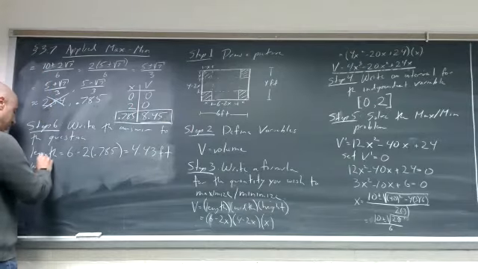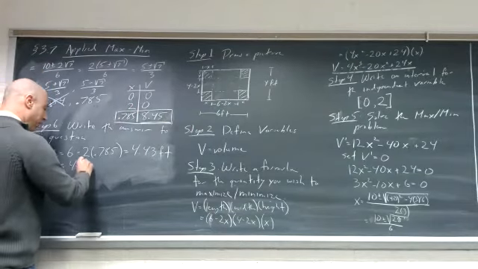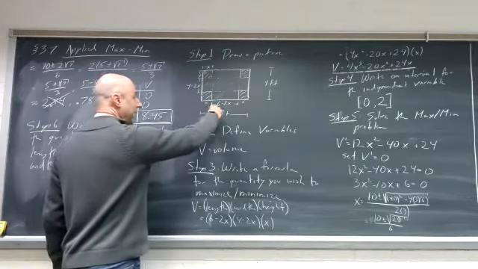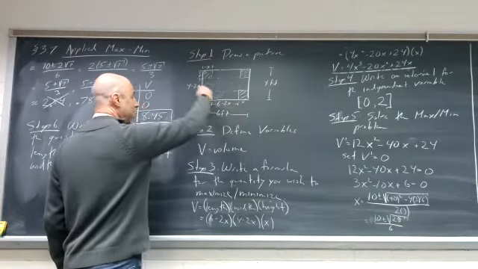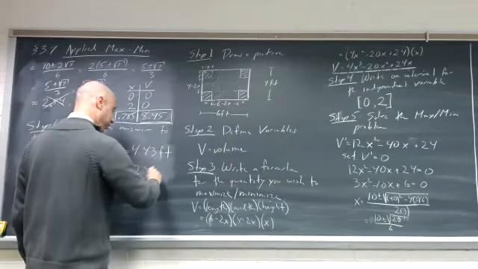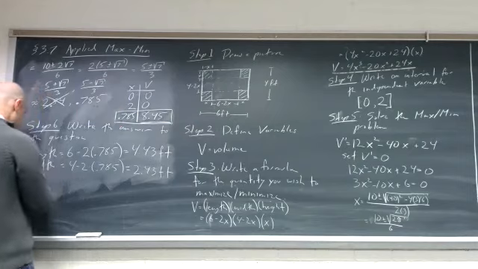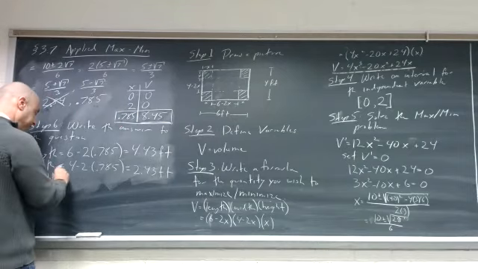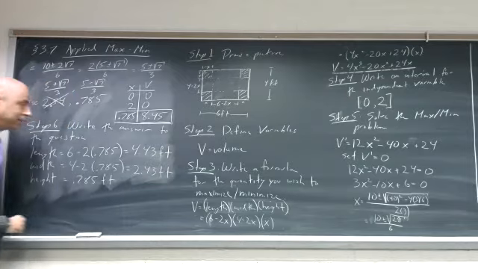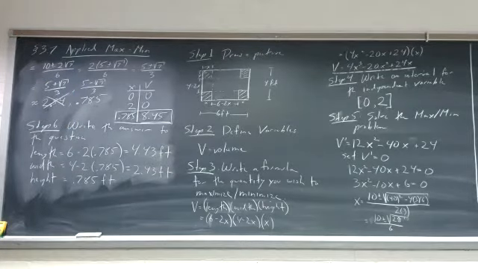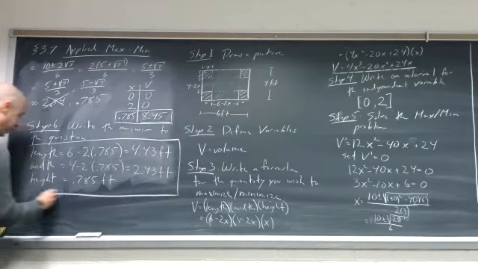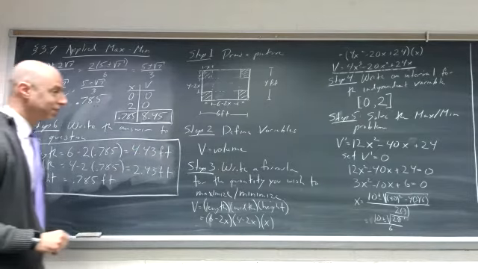The width is going to be 4 minus 2 times 0.785. The length was 6 minus 2 times 0.785. The width is going to be 4 minus 2 times 0.785, which is going to be about 2.43 feet. And the height is just 0.785 feet. And that's our answer. Don't have to put a box around it, but there's a lot on the blackboard, so there it is.